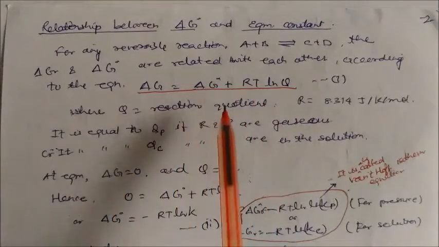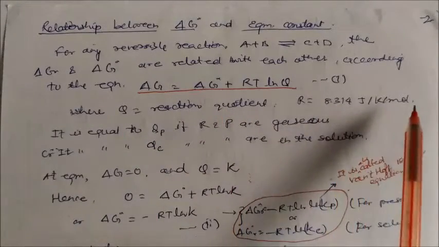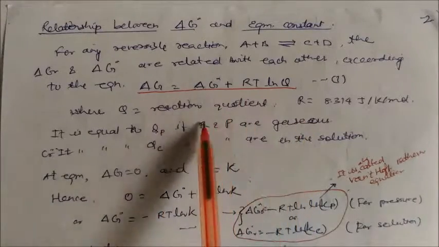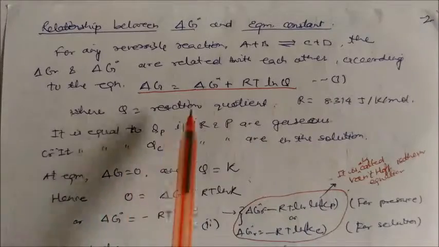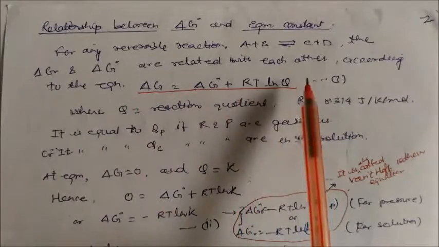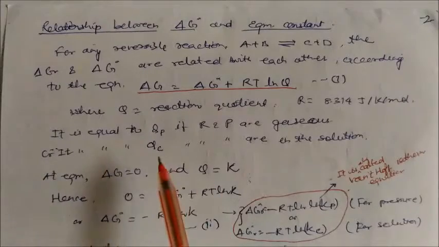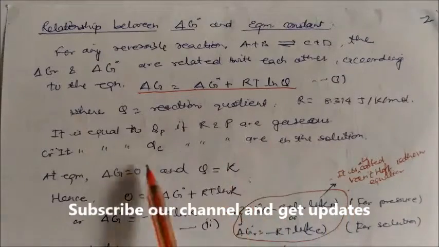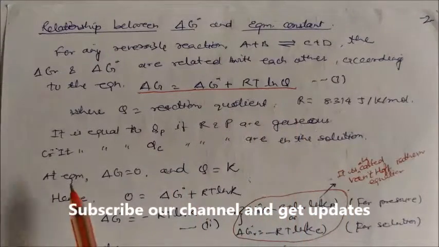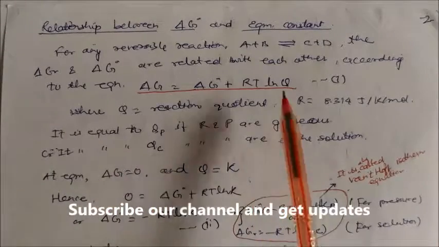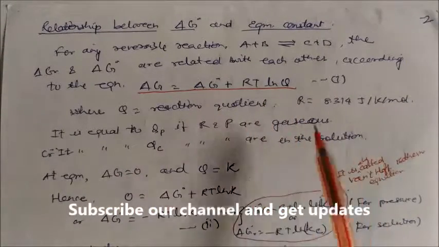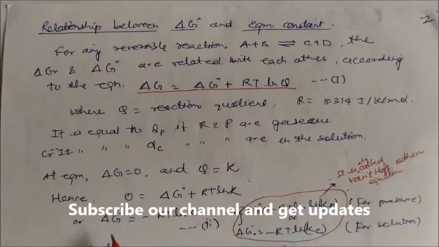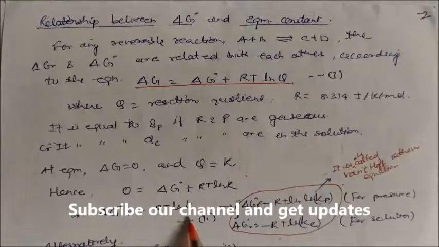Q is the reaction quotient, and R is 8.314 joule per Kelvin per mole. It is equal to Qp if the reactant and product are both in gaseous states. If the reactant and product are in solution, then this Q will be written as Qc. At equilibrium, delta G becomes 0, and whether you are taking the gaseous or the solution state, this Q becomes your K. So delta G naught is equal to minus RT natural log K.